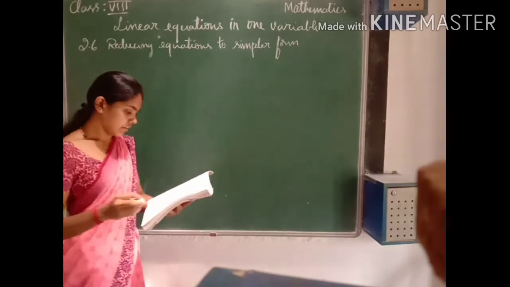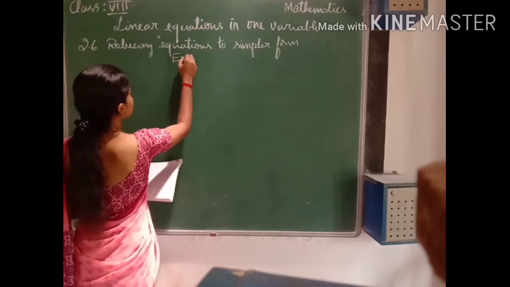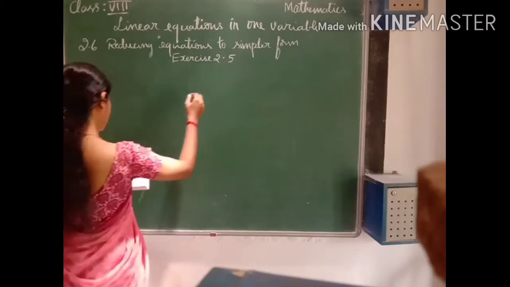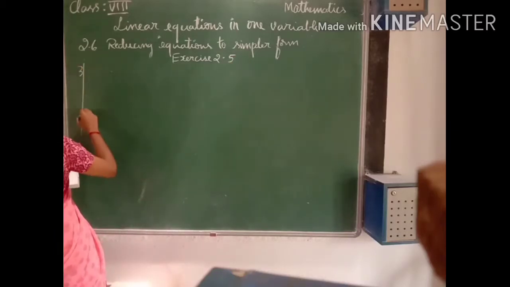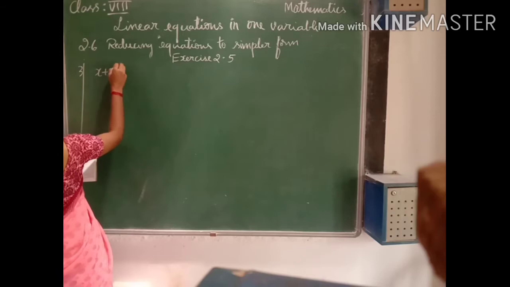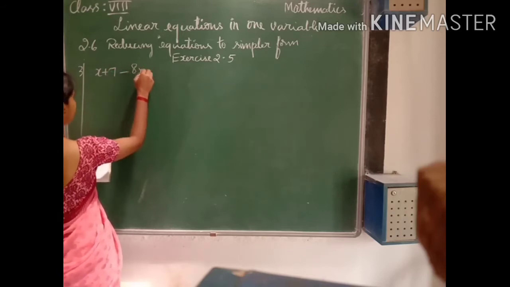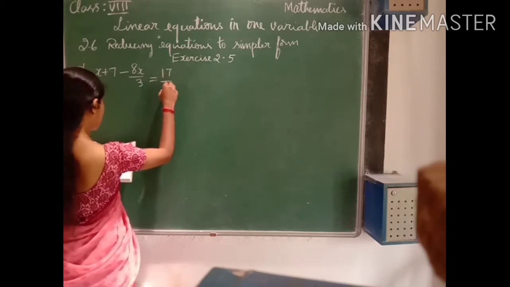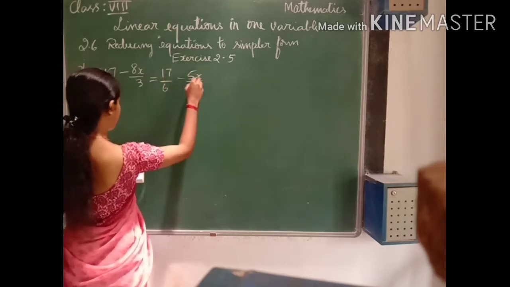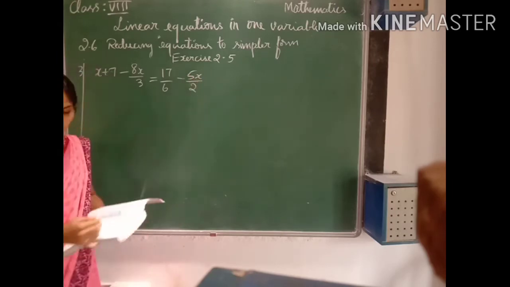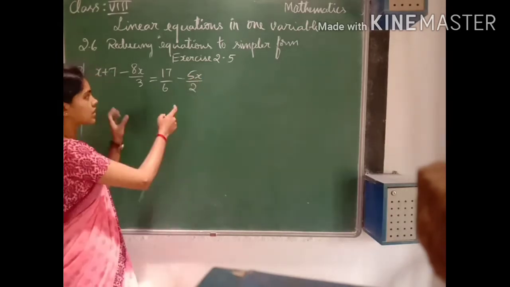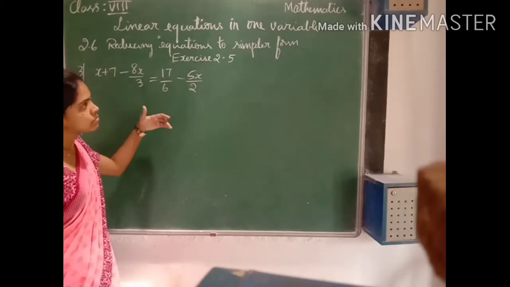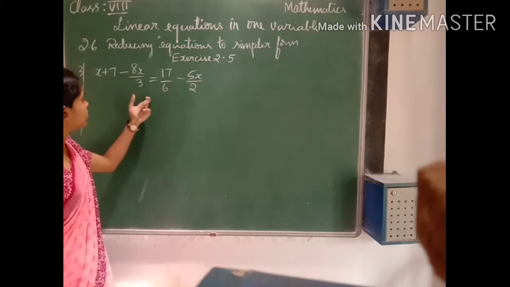Now I will work out the exercise problem. Exercise 2.5, in that I will work out the third problem now. x plus 7 minus 8x by 3 is equal to 17 by 6 minus 5x by 2. This is also a linear equation. It is a little complicated. So how to simplify these type of problems now?